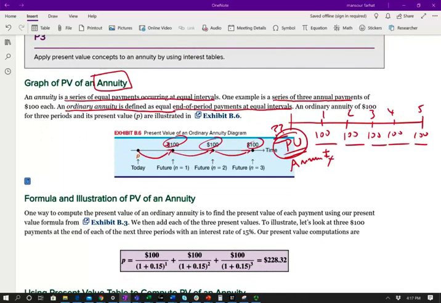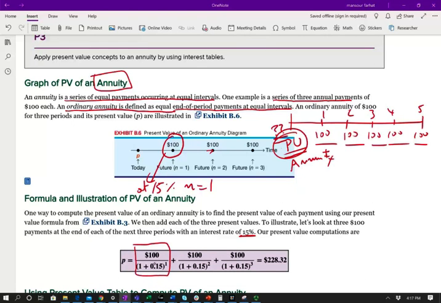Now we should know how to do so. If we know the present value, we know how to do so. How do we compute the present value of this annuity? Well, we have to assume a certain interest rate. So let's assume 15%. What we will do is discount this $100 at 15% and n equal to 1. And this is how we do so.